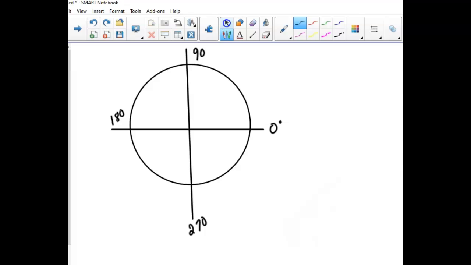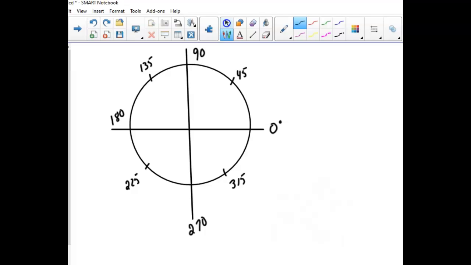Okay. And we could break it up some more. We could break it up into 45s, 45, 90, 135, halfway between 180 and 270 is 225, and halfway between 270 and 0 is 315.